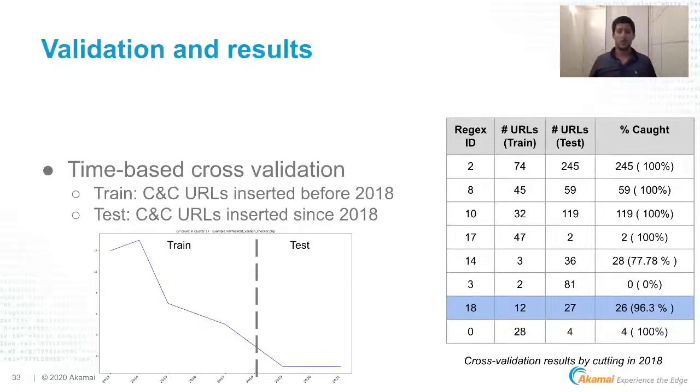About the results, first of all, we did a cross-validation. We took all the data that we have until 2018, trained on it, and tested it against the data that we got after 2018. We saw that from only 12 URL paths, you can have 26.3% accuracy, without false positives of course. So it's very cool. You need only 12 paths to detect all the variants for these signatures. Even if you have more than 12, of course, you can see in the table, you get 100% catch.